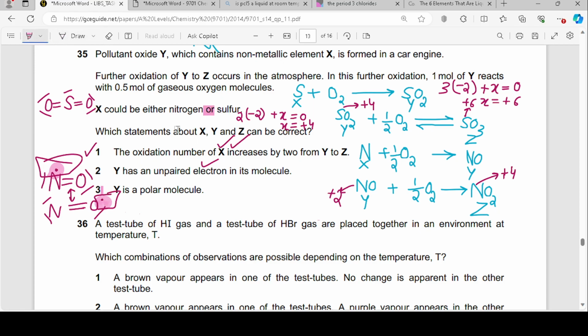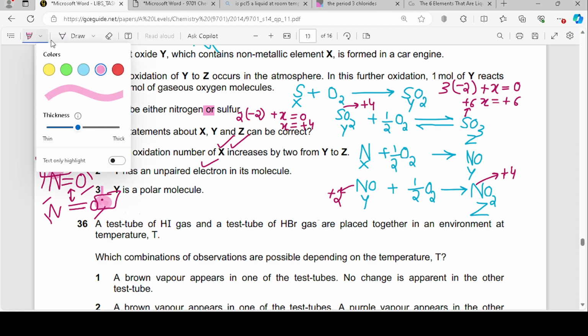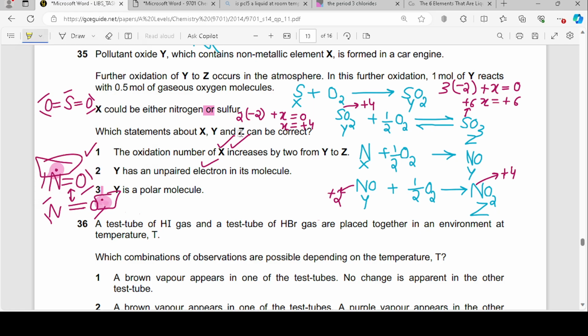Does that basically mean that you have to consider each case separately, and if it is satisfied for either nitrogen or sulfur, then you say that the statement is true? Because I feel like this is a very tricky question in the sense of the wording, not the concept. The question just says which statements about X, Y, and Z can be correct. So it's possible to be correct.